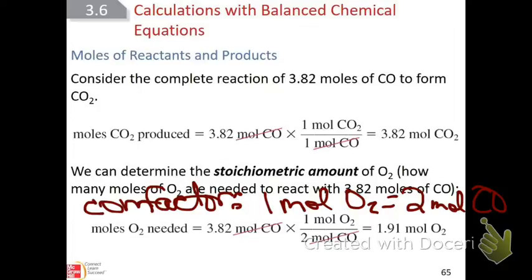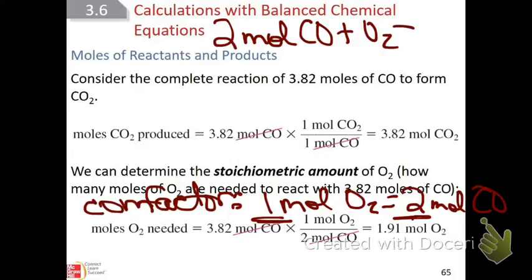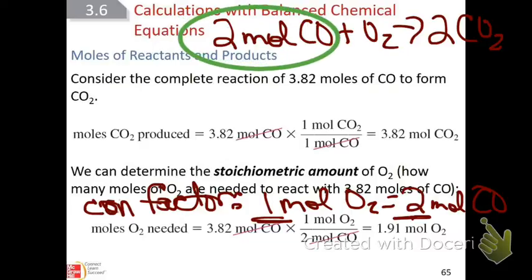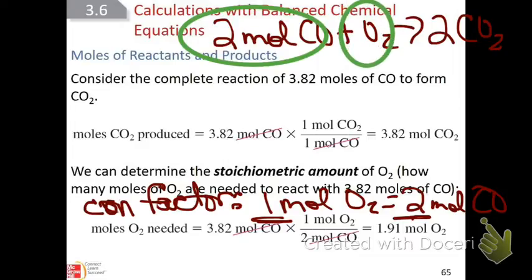And where did that come from? Where did these two numbers right here come from? They came from that balanced equation that said 2 moles of CO plus O2 goes to 2 moles of CO2. That's where it came from. So this conversion factor right here, I didn't even spell conversion factor right, look at that. This conversion factor came from this 2 right here, from the CO, and this 1 right here, okay?